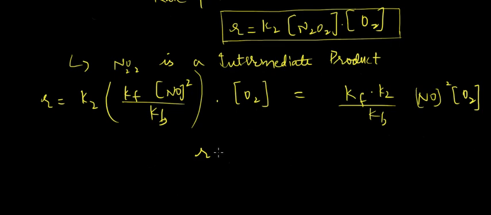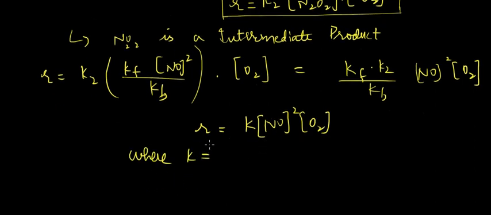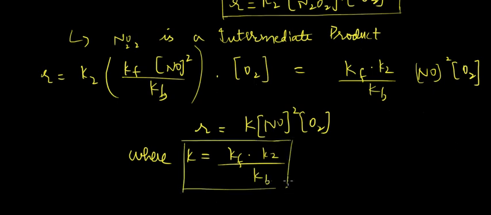So now we can write R equals K times [NO]^2 [O2], where K, the net rate constant, is equal to Kf times K2 divided by Kb. This is the rate constant of a complex reaction.